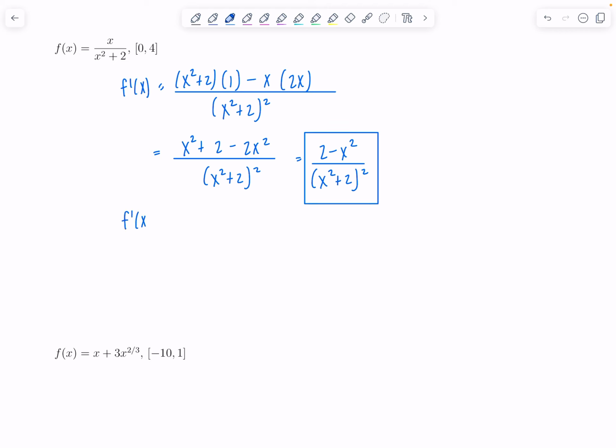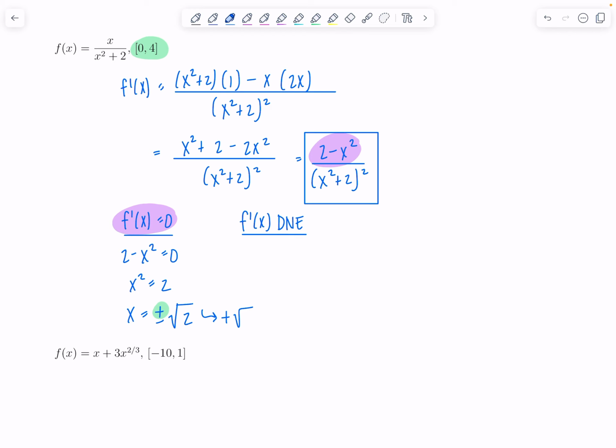So let's see where it's 0 and where it doesn't exist. So remember our little shortcut. The derivative is 0 when the numerator is 0. So that means 2 minus x squared is 0, which means x squared is 2, which means x would be plus or minus square root of 2. But look at the original interval. It's only from 0 to 4, so no negative values, only positive. Rad 2 is on the interval, so that's the only one I'm going to consider.